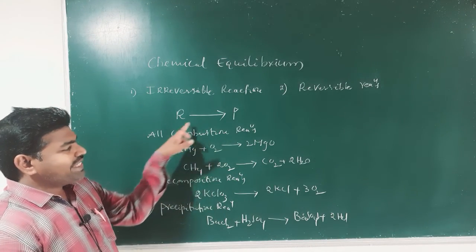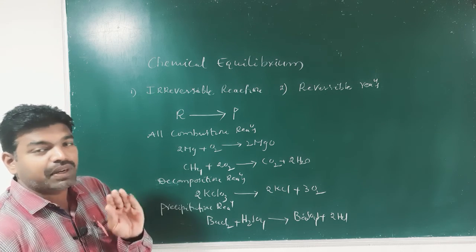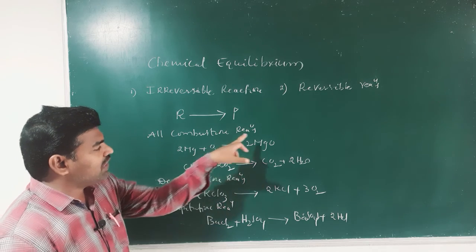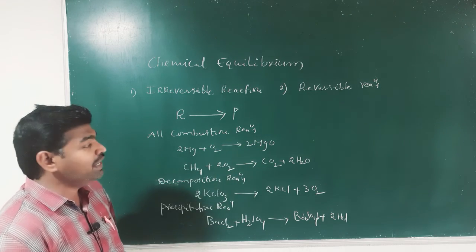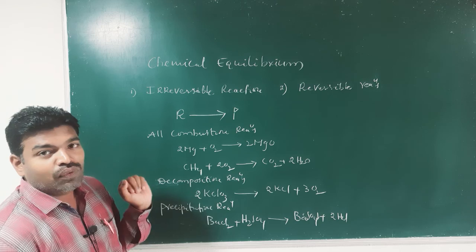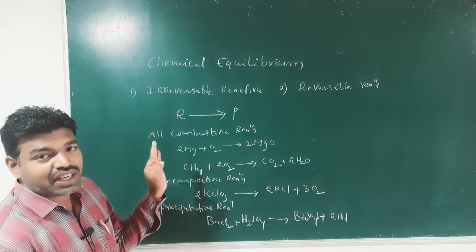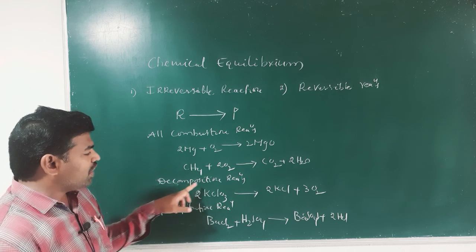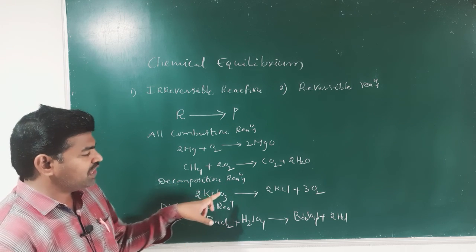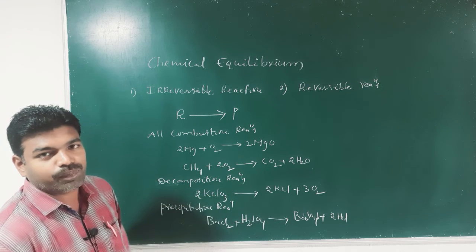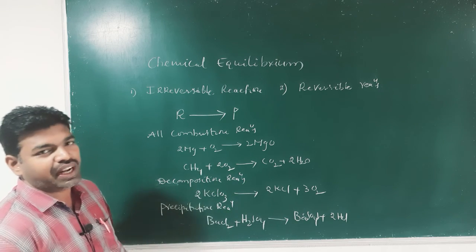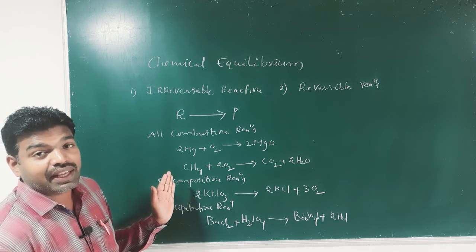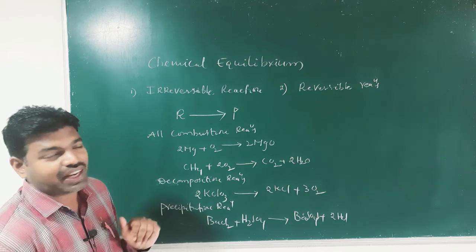So, these are the examples for irreversible reactions. In these reactions, reactants are completely converted into products, and in such a case we can call it a 100% reaction. The decomposition reaction 2KClO3 gives rise to 2KCl plus 3O2 is also an irreversible reaction. Precipitation reactions are also examples of irreversible reactions.